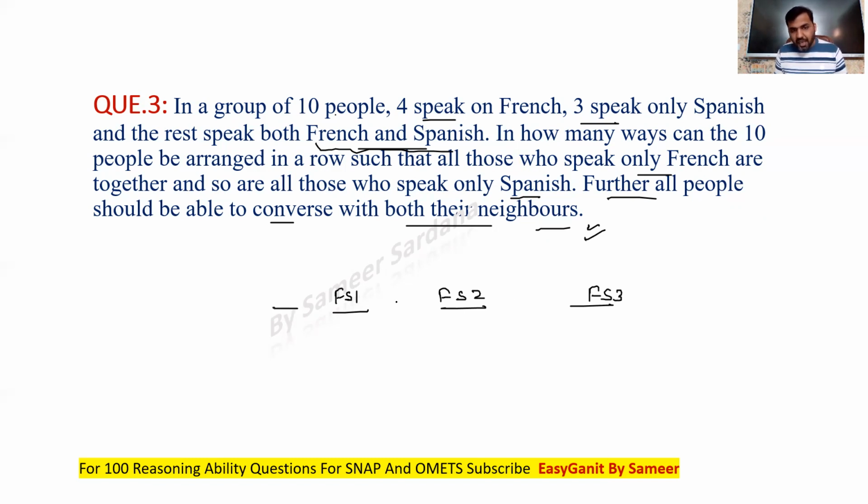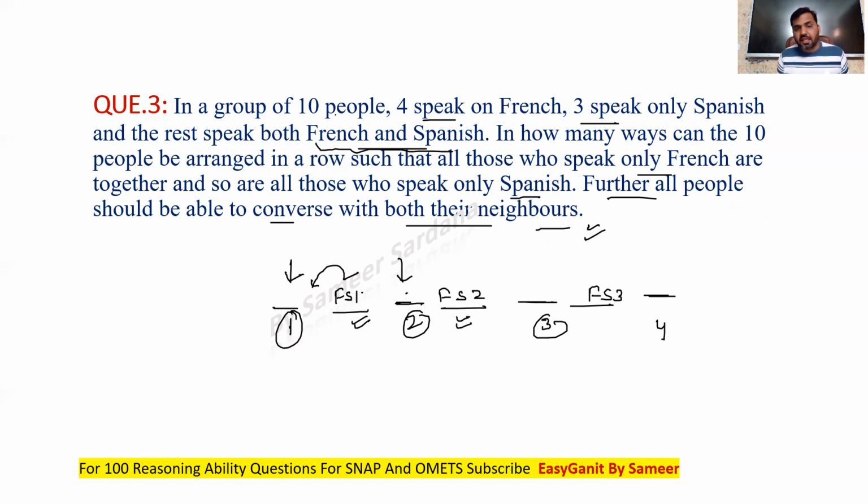Now, how many spaces am I left with between these people? Here, if a French person comes to sit, this person will be able to speak with this person because this person speaks both languages. And if a Spanish person comes to sit over here, then this Spanish person can speak with this person as well as this one, because both of these 2 people can speak both the languages. So once I arrange the people who can speak both languages, out of these 4 spaces, 1, 2, 3, 4, I can pick any one space, right?